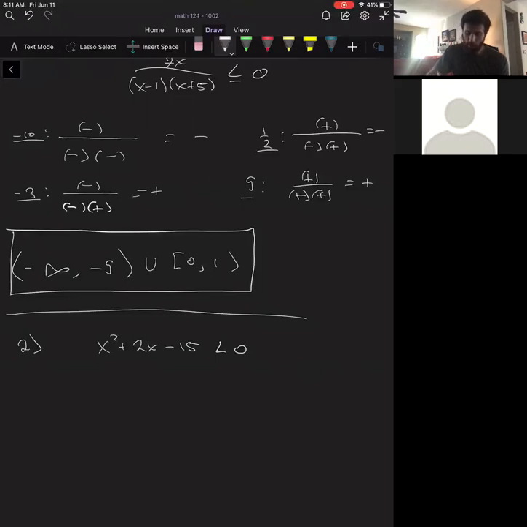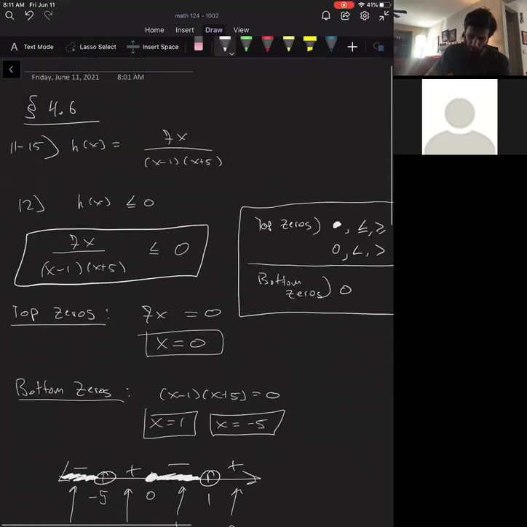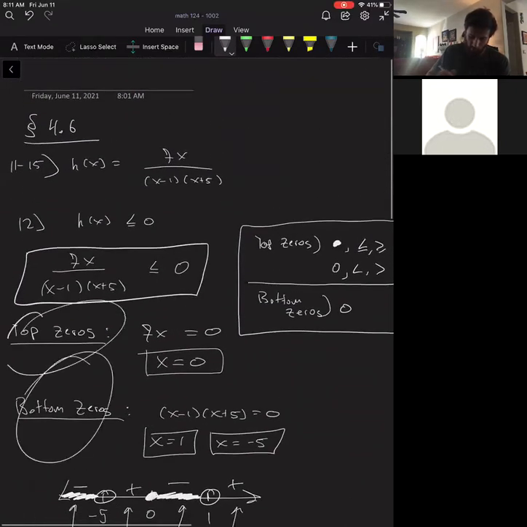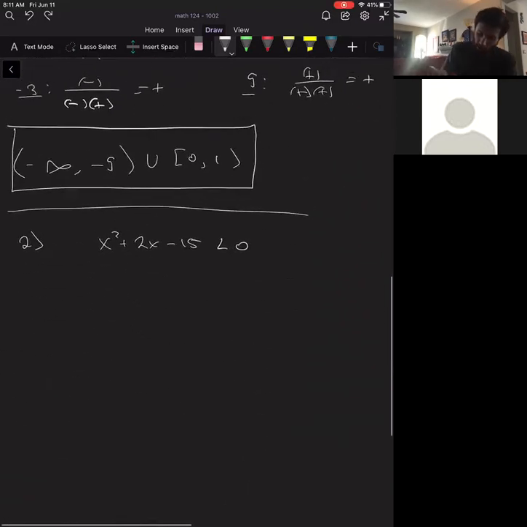Then we want to find the top zeros and the bottom zeros. Remember, that was our first step in the previous problem. We found the zeros on the top, and then we found the zeros on the bottom. It just so happens that this problem doesn't have a bottom, but really it kind of does. We can just think of this as divided by 1. So we still want to do that same step. We want to find our top zeros.